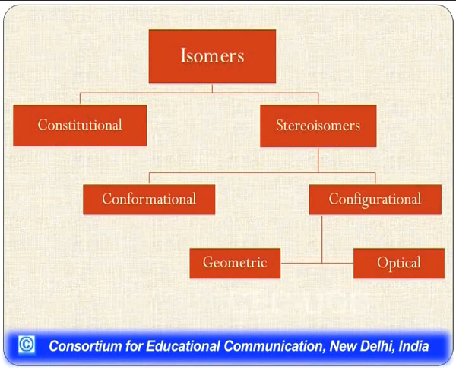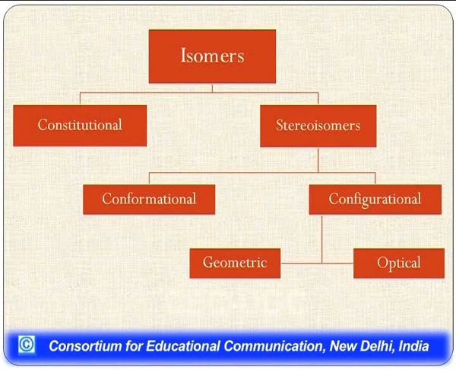Stereoisomerism can further be divided into conformational isomerism and configurational isomerism. Conformational isomerism arises when we are doing the rotation around a carbon-carbon single bond, and there may be more than one possible arrangement arising out of that sigma carbon-carbon bond rotation.